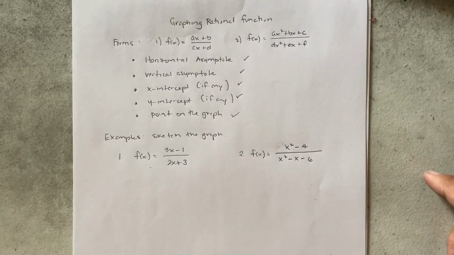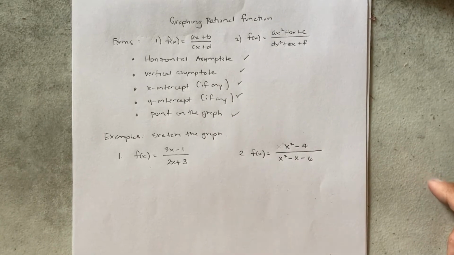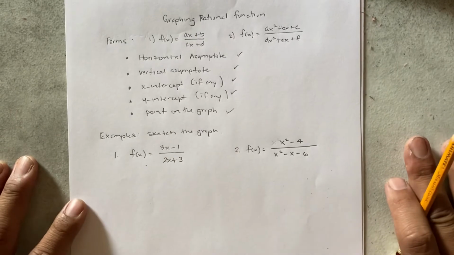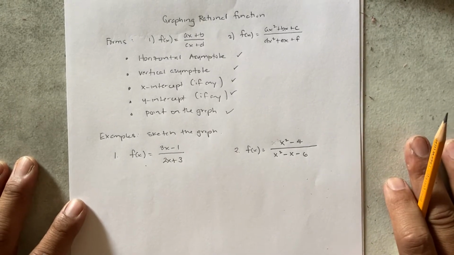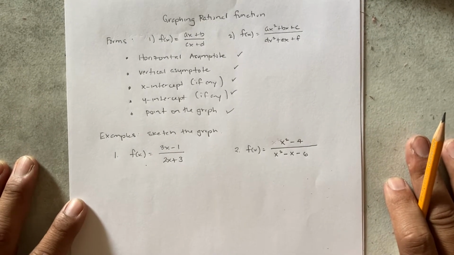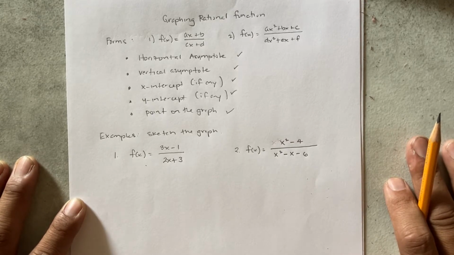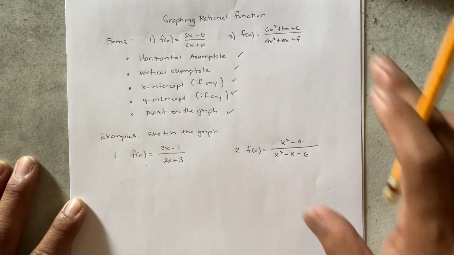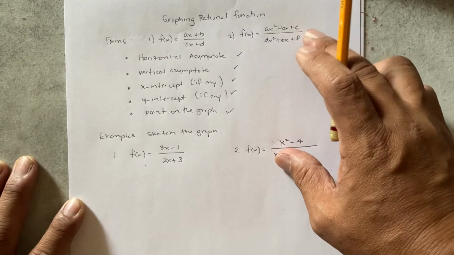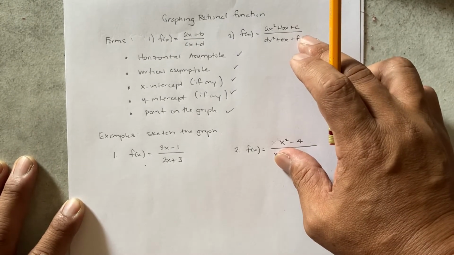Today we're looking at graphing rational functions. We're looking at two types of graphs. Number one, f of x equals ax plus b over cx plus d, where the numerator and denominator are linear expressions. And number two, the type where f of x equals a polynomial expression at the top and a polynomial expression at the bottom. The numerator has a quadratic expression, and the denominator has a quadratic expression.